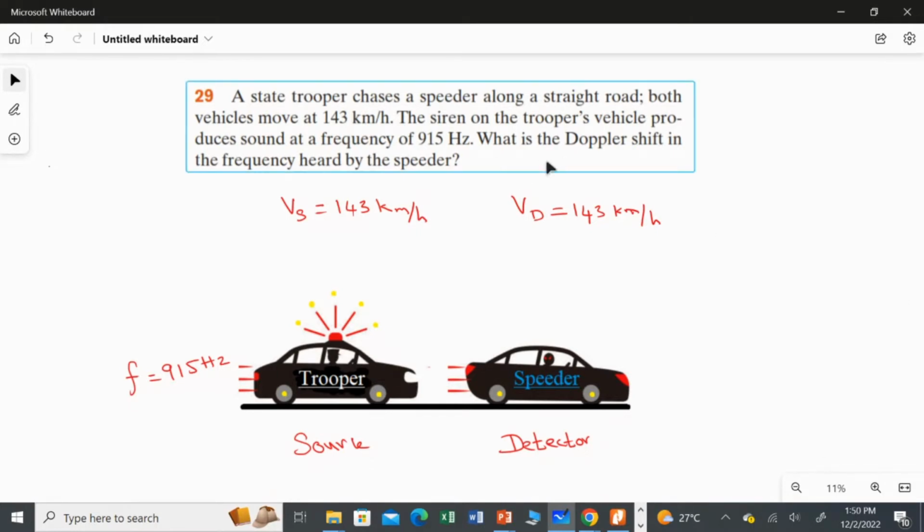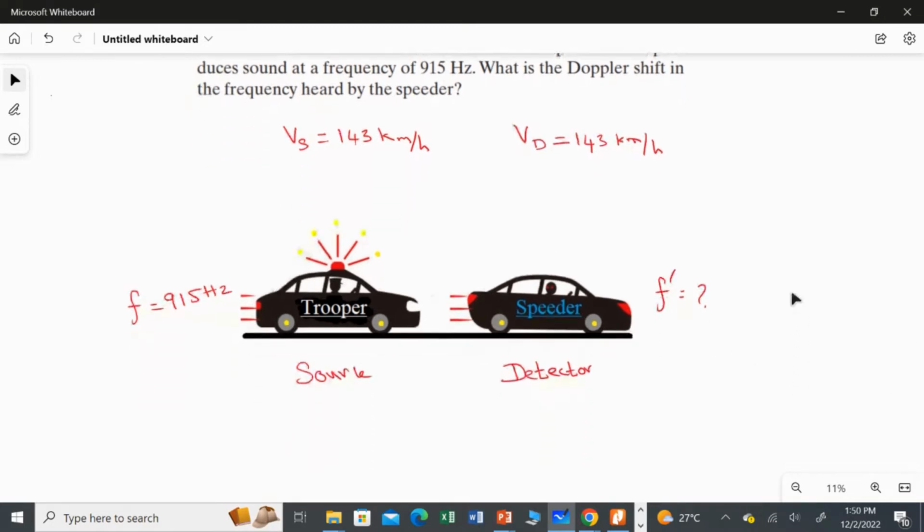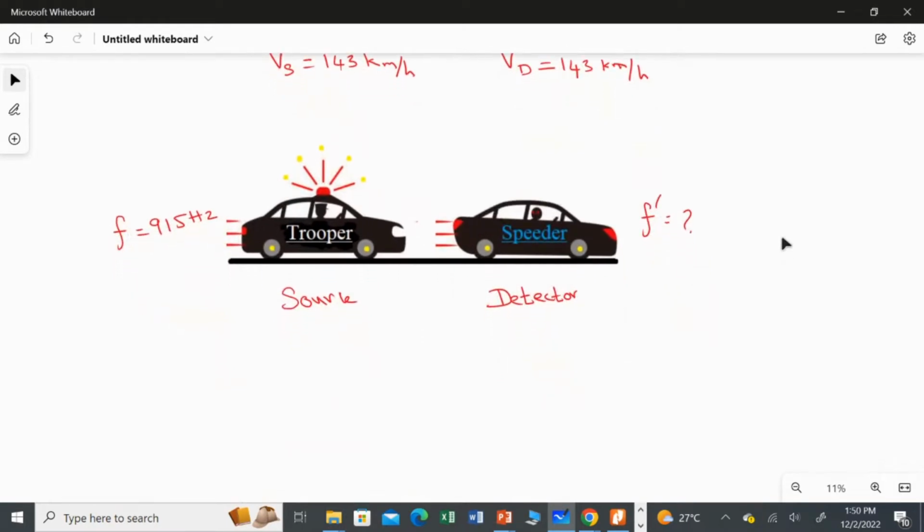And what we are going to find from this question is the Doppler shift in the frequency heard by the speeder. That means we are going to find the value of f dash. Here f dash is nothing but the frequency heard by the speeder. So before that, I have to convert this kilometer per hour in terms of meter per second. Let's convert this. So 143 kilometer per hour.